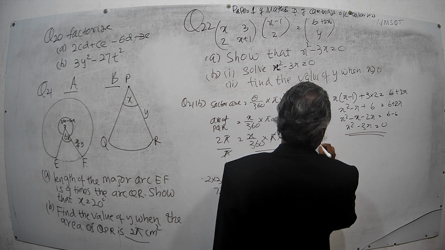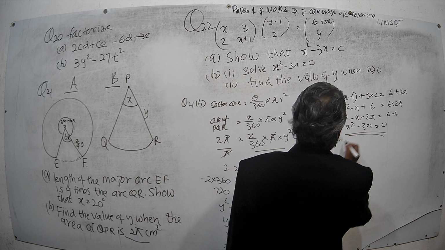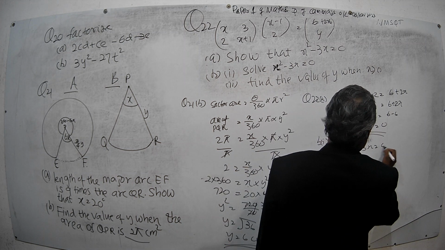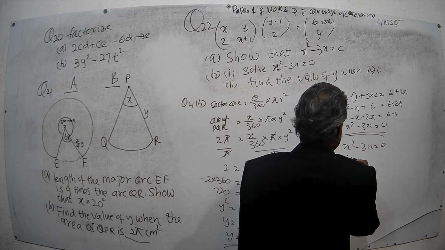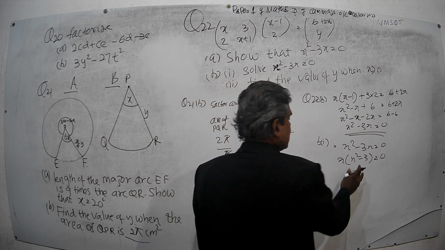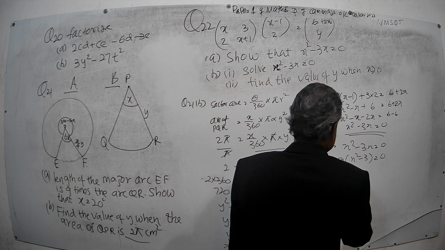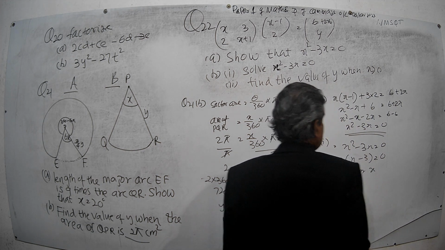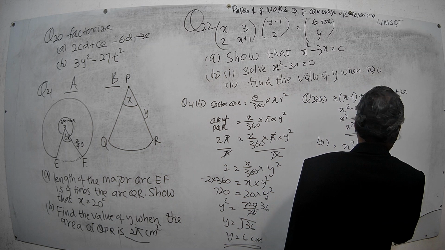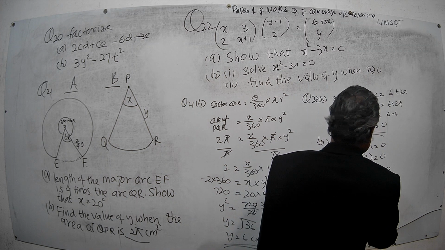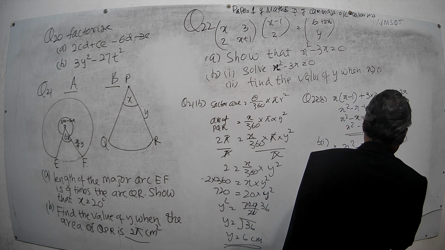B1, we have to solve this. You get x squared minus 3x equals 0. Then take x out: x times x minus 3 equals 0. Then you equate each factor to 0. X equals 0 or x minus 3 equals 0. Then x equals 0 or x equals 3. This will be the answer.